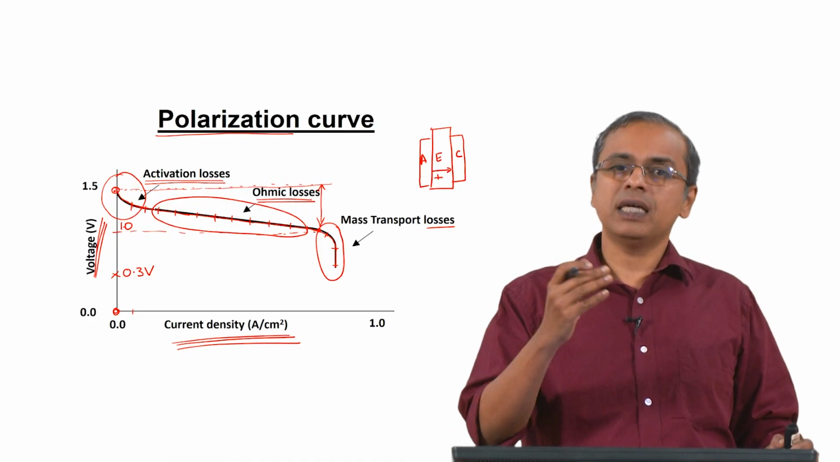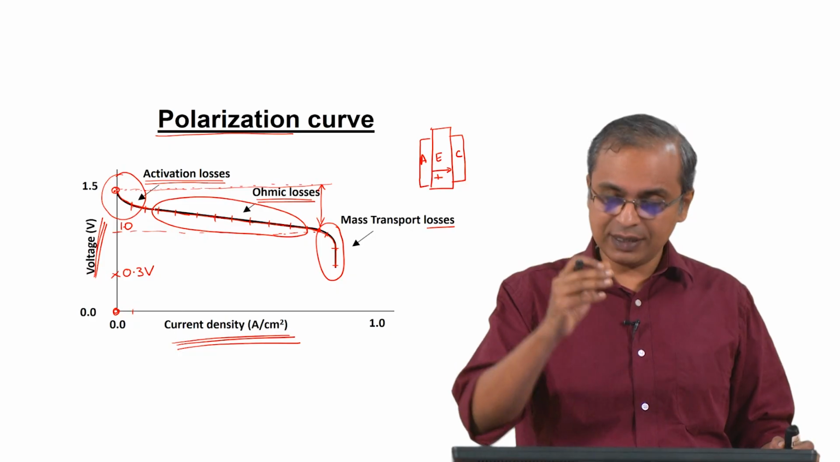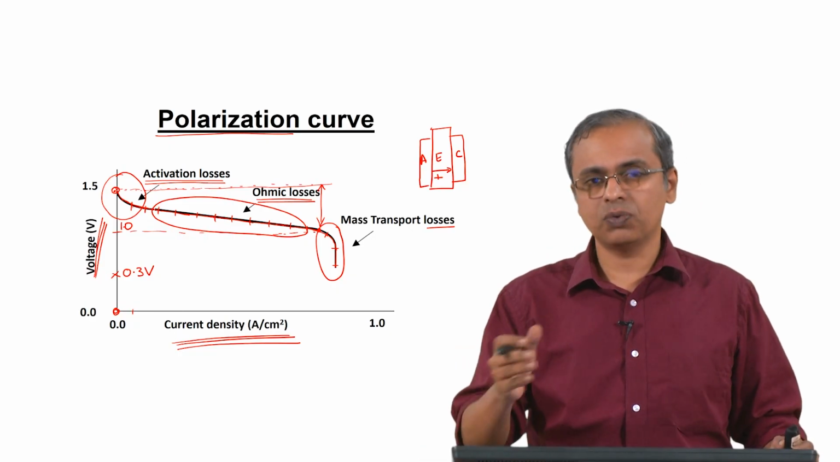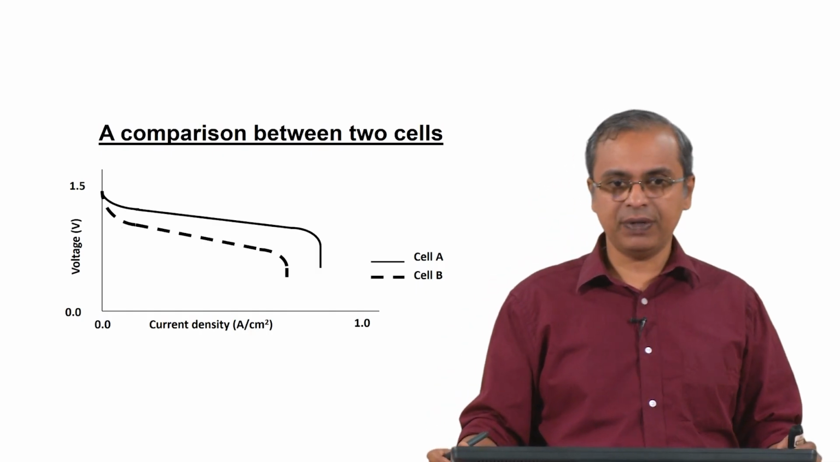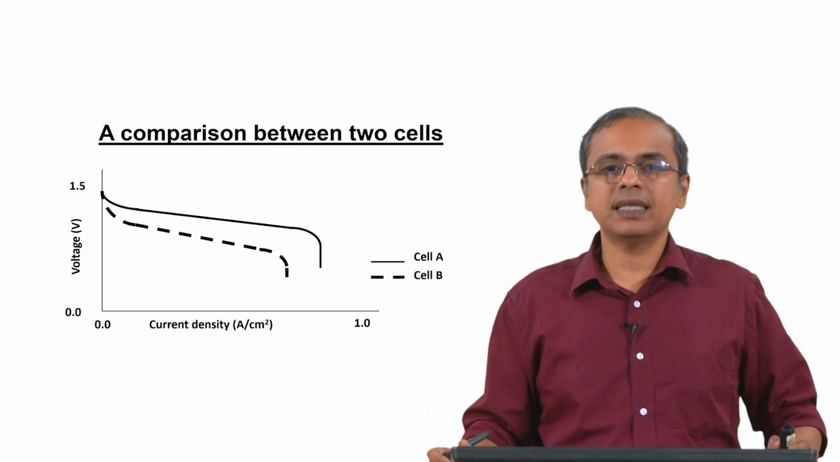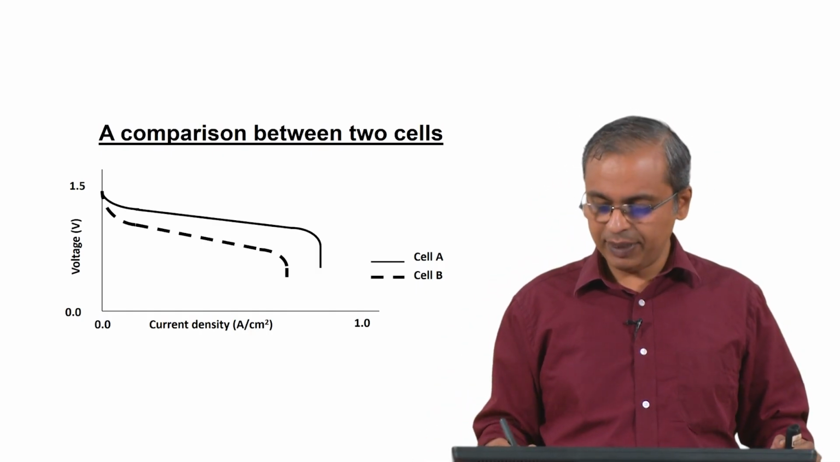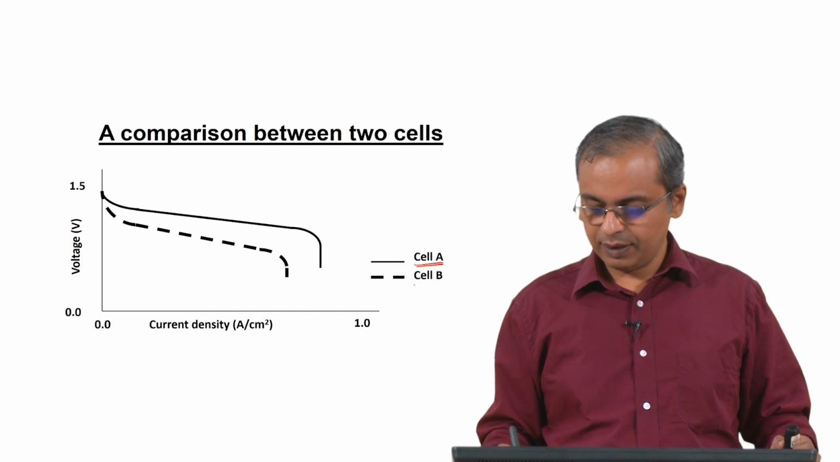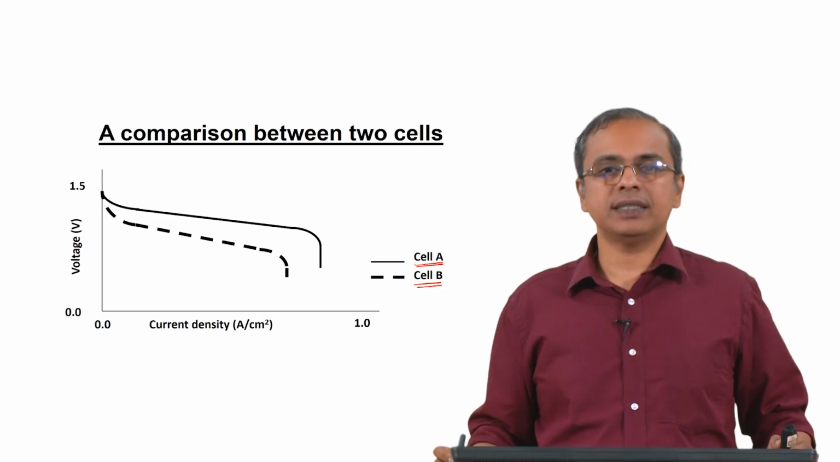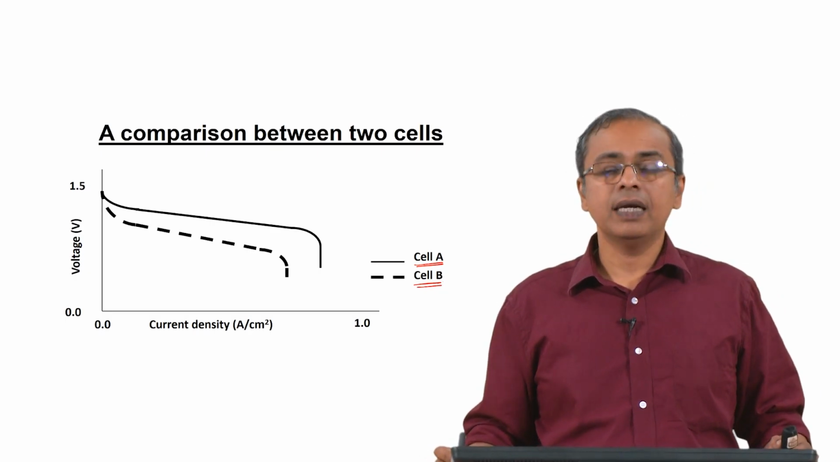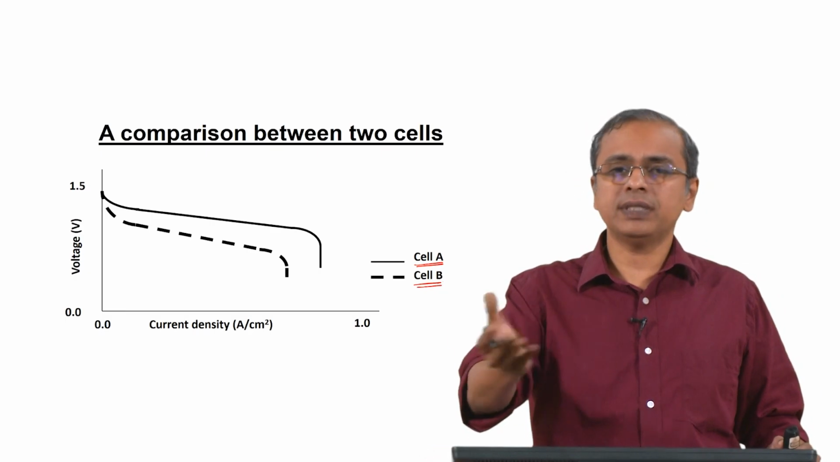So, for example, if you compare two different cells or the same cell under two different operating conditions, you may have something like this. We will look at this briefly. Let us say there are two different cells, cell A and cell B. You can see here that these two have two different polarization curves. Let us just assume that these are two brand new cells.